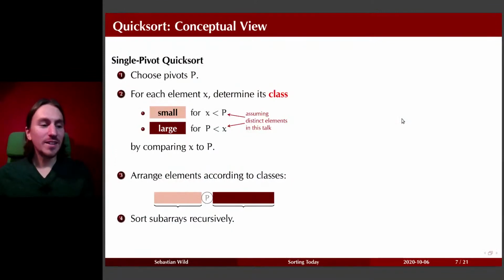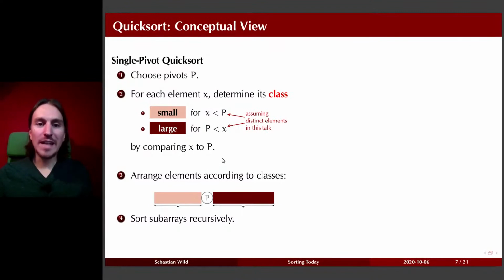Quicksort works as follows. It chooses one pivot element from the file you're sorting. Let's call that P. For every other element, we compare it with this pivot element, and then it could be either smaller or bigger. Let's assume we don't have equal keys, so there's never an equal case. And you can essentially put it on either side.